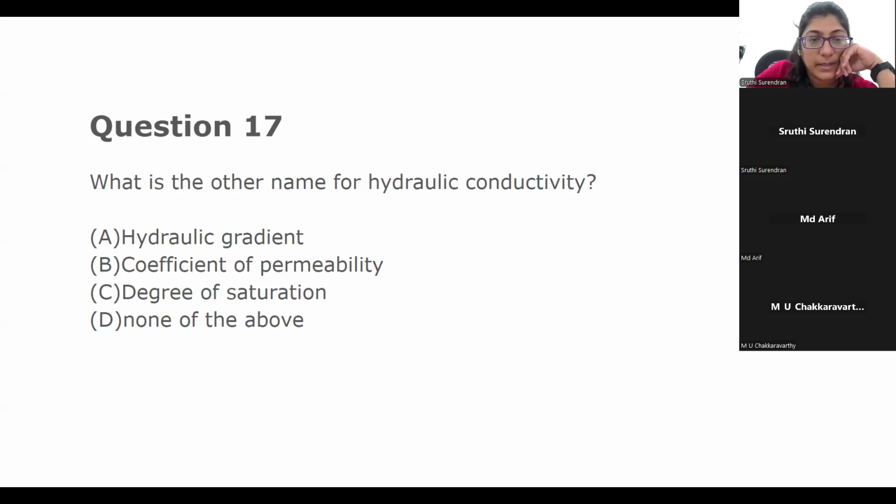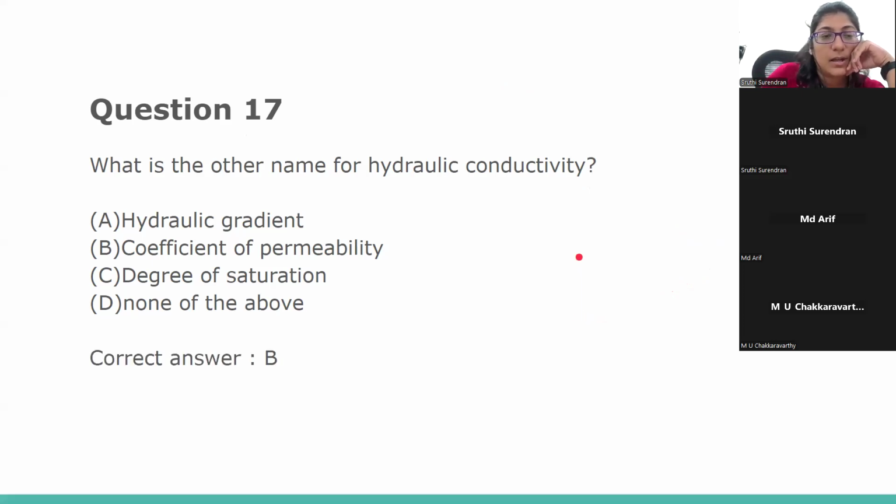We had discussed in many classes, hydraulic conductivity is nothing but coefficient of permeability, and its unit is in terms of velocity, meter per second or centimeter per second. Hydraulic gradient is the change in the pressure head to the length of flow over which the pressure head change is happening. That is a dimensionless quantity. Degree of saturation, we discussed earlier, is the volume of water to the volume of the voids. So here the correct option is option B.